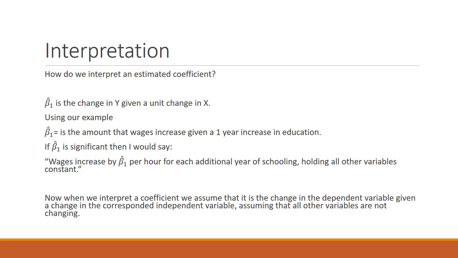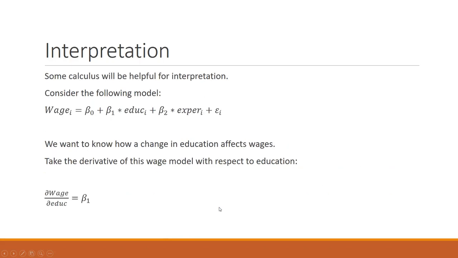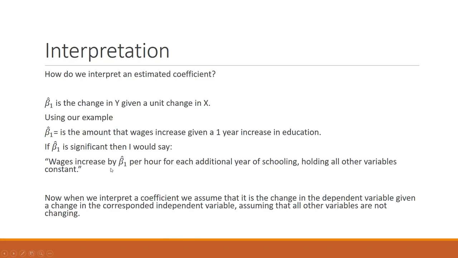So here we just want to reiterate that now we need to interpret the coefficient. When we interpret the coefficient, we assume that it is the change in the dependent variable given a change in the corresponding independent variable, assuming that all of the other variables are not changing. We call this the ceteris paribus assumption. That means beta 1 hat is the change in the dependent variable given a one unit change in the independent variable, holding all the other variables constant.